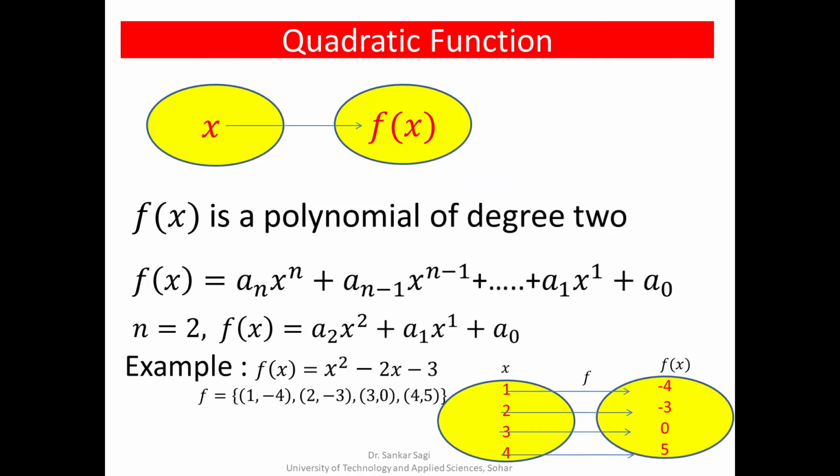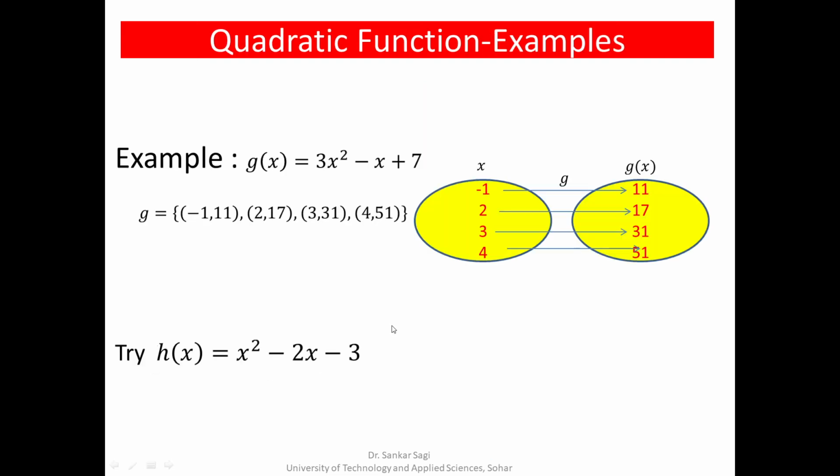So if you take, in place of a0, a1 and a2 in the previous, you can take any constants where a2 should not be 0. So in the next example, I have taken a0 as 7, a1 as -1 and a2 as 3. Then you will get another quadratic function, g(x) = 3x² - x + 7.